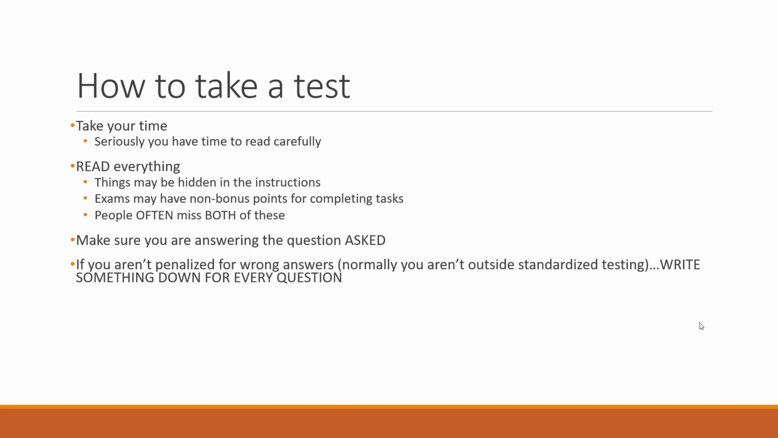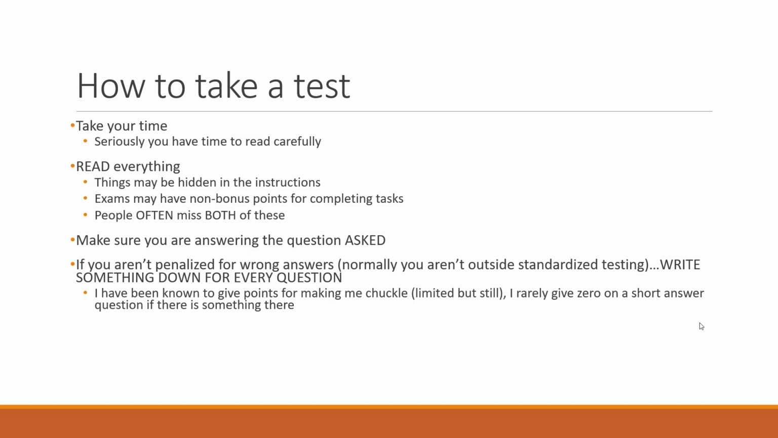You aren't going to be penalized for wrong answers, so typically you aren't penalized for something being wrong, like you're not going to get points taken away. The only time that really happens is standardized testing. So if the worst you can get is a 0 on something, write something down for every question. Do not leave blank answers. I have been known to give people points because they make me chuckle. It's a limited amount of points, but it's still points. I very rarely will give 0 on a short answer question if something is written down there, unless you have written something totally wrong.